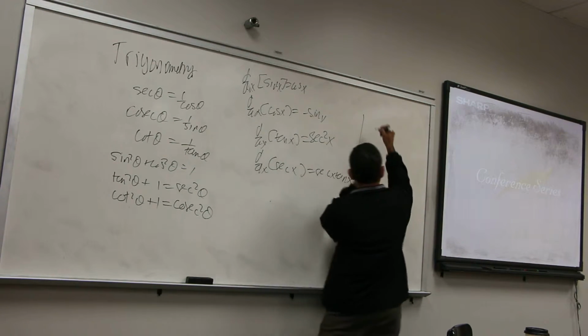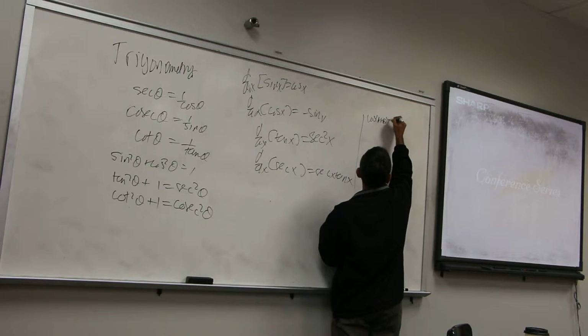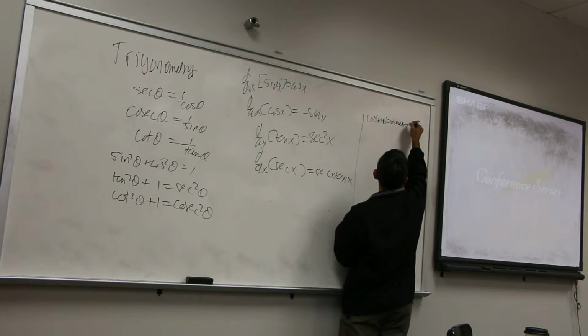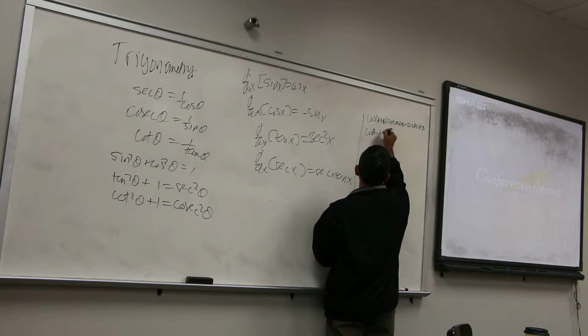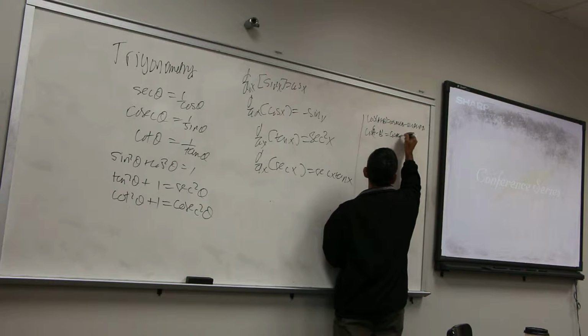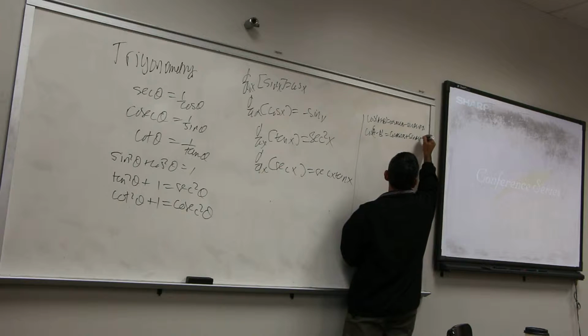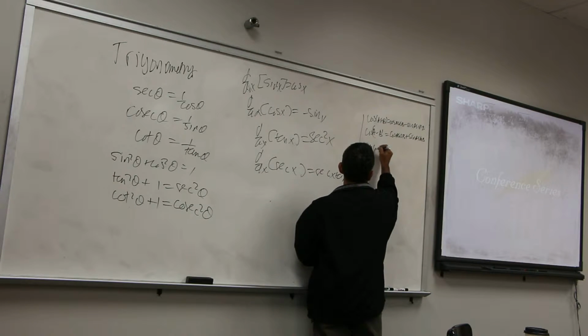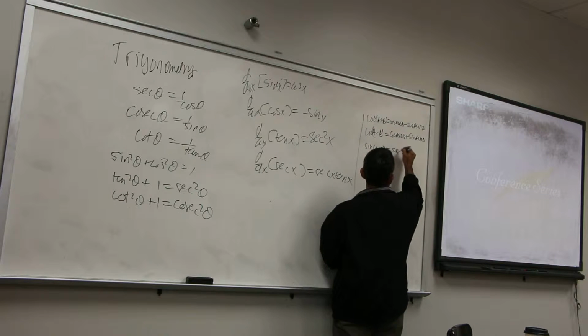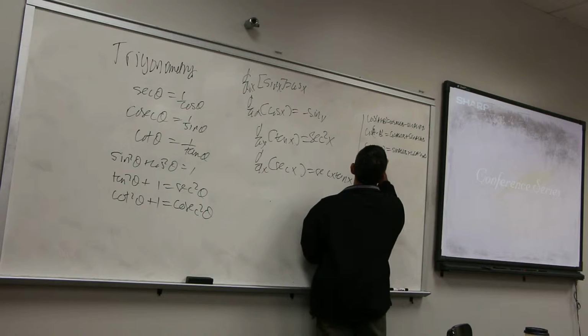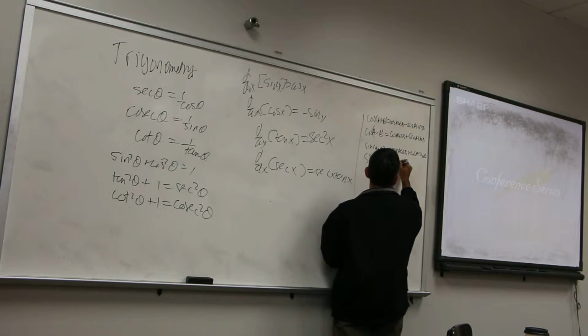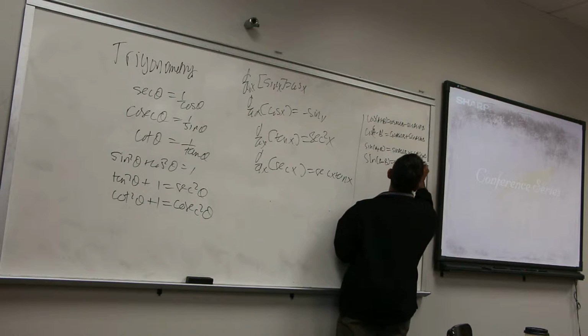We also saw some different formulas. The cosine of A plus B is the cosine of A cosine of B minus the sine of A sine of B. And that the cosine of A minus B is the cosine of A times the cosine of B plus the sine of A times the sine of B. And that the sine of A plus B is the sine of A times the cosine of B plus the cosine of A times the sine of B. Then the sine of A minus B is the sine of A times the cosine of B minus the cosine of A times the sine of B.